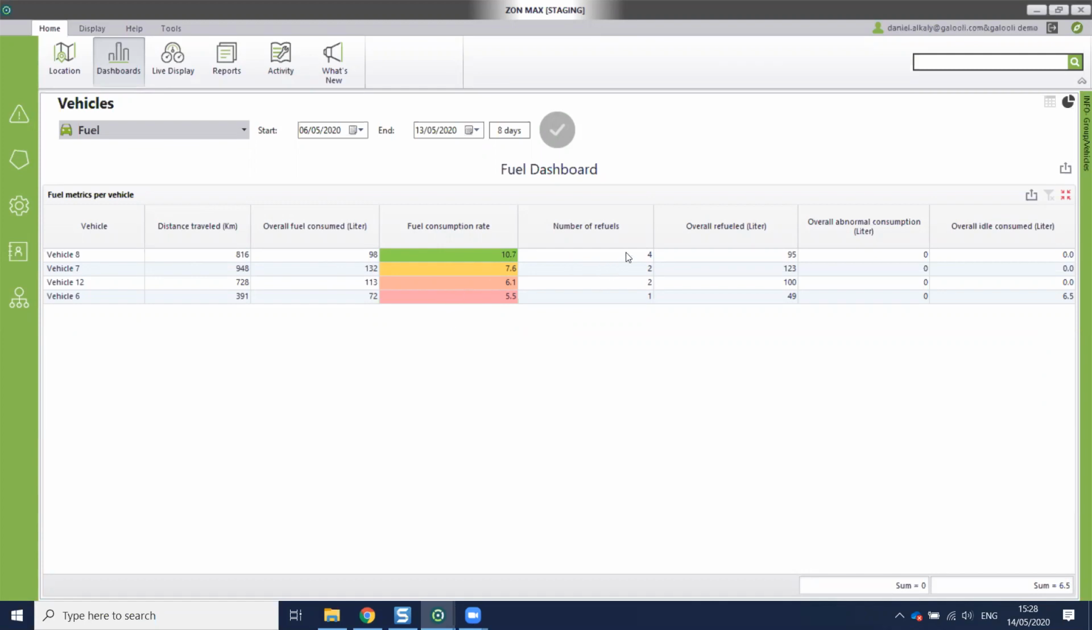We see the number of times that the vehicles were refueled. Somebody asked me about refueling events, so here we can see the number of refuels, and how many liters were refueled overall. And in case of abnormal consumption or idling consumption, again, I'll be able to see this information.